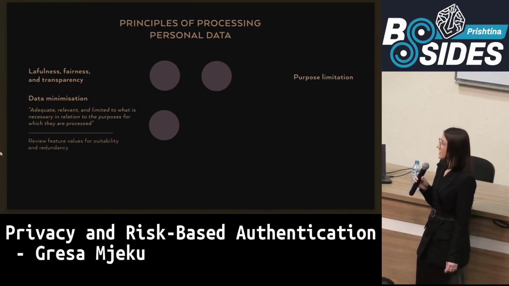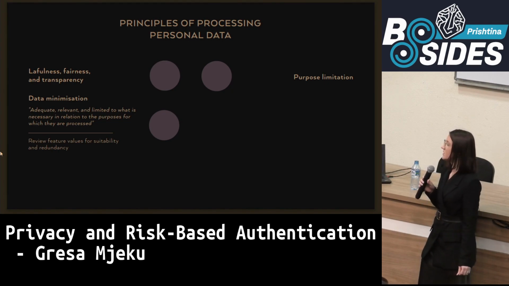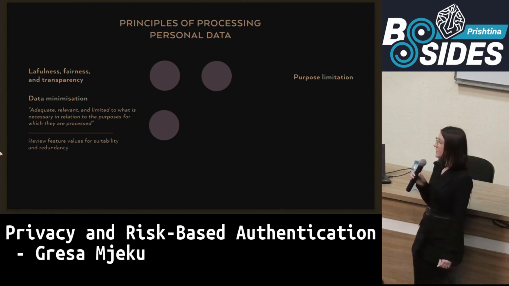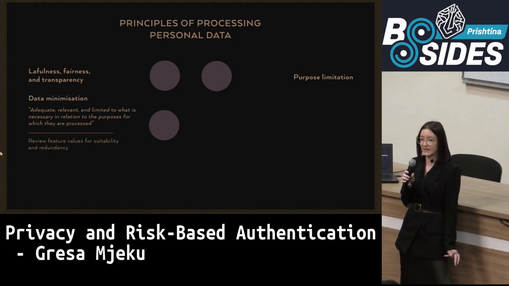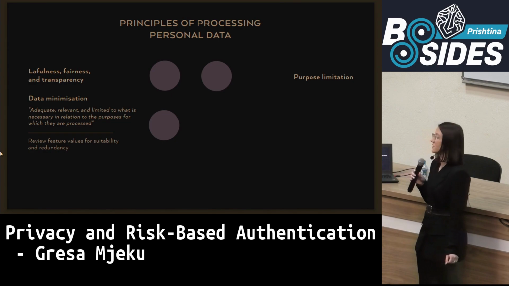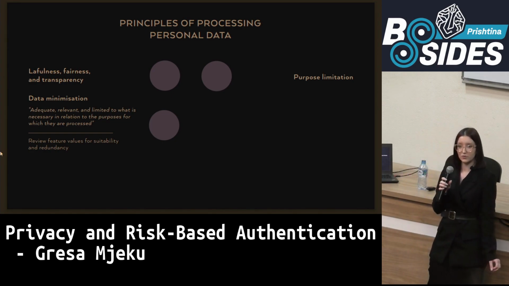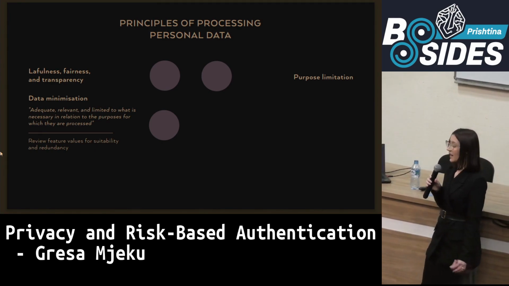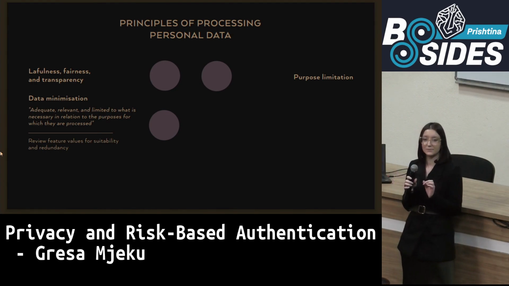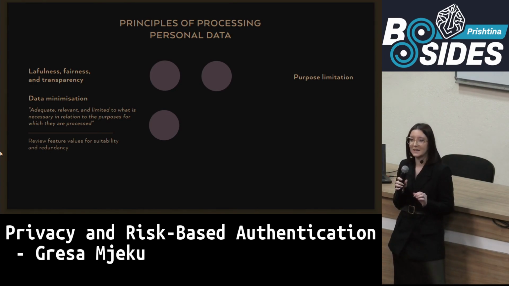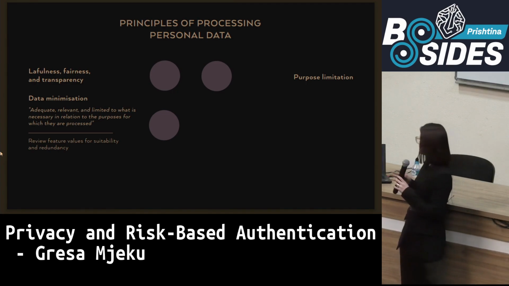So the next principle is data minimization. What this principle states is that personal data shall be adequate, relevant, and limited to what is necessary in relation to the purposes of processing personal data. In the RBA context, this means that feature values should be reviewed for suitability and redundant data should be deleted. However, in practice, it's not this simple, because providers of RBA systems should consider that data minimization can impact the risk score reliability.